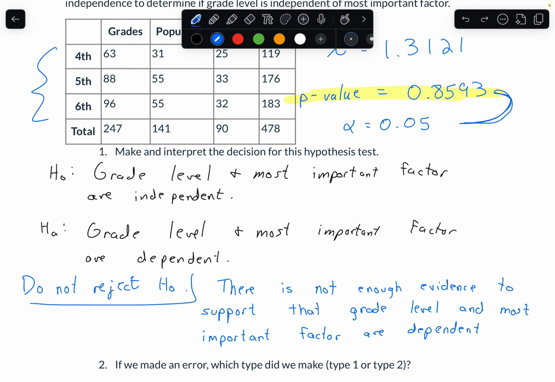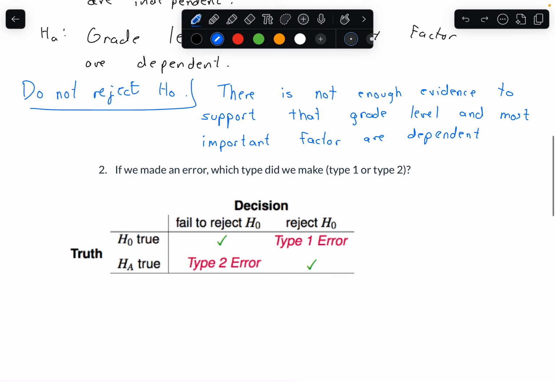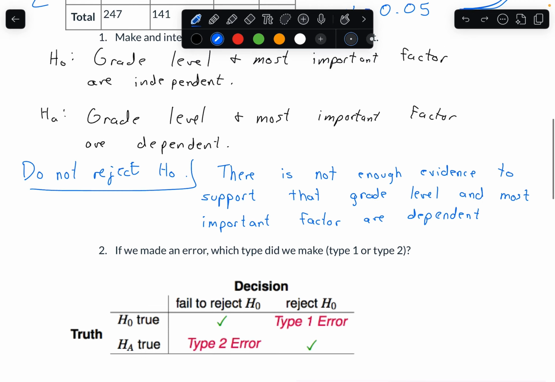So there's the first question. I'm going to follow that up with one other question here. It says, if we made an error, which type did we make? Type 1 or type 2? We talked about this way back in chapter 5. Remember our decision-making errors, and those are the same for all types of hypothesis tests. It doesn't matter whether we're doing a test for independence or a test for one proportion or a test for two proportions. These are always the same.